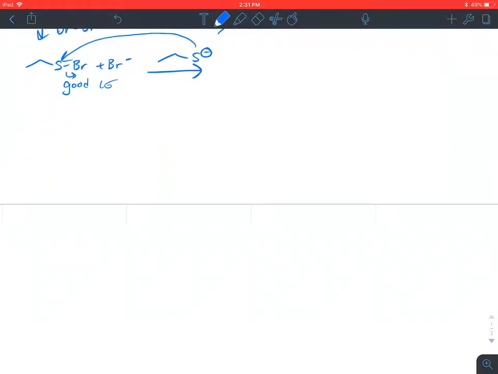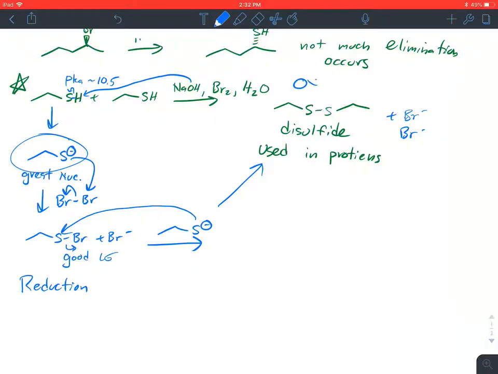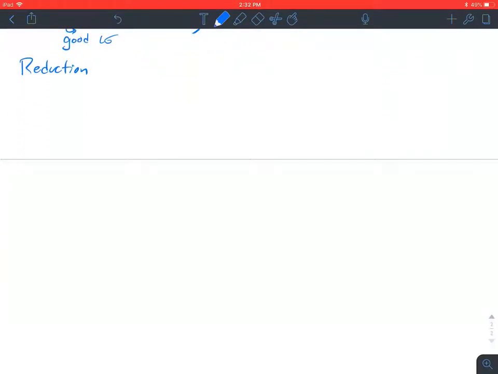We can also reduce disulfide bonds. Actually, what I should mention is that this is an oxidation. Remember that oxidation occurs when we lose hydrogens. Here we've lost 2 hydrogens from our original thiols. And so this is an oxidation. We oxidize a thiol to a disulfide. We can also reduce disulfides to thiols. So let's look at that.